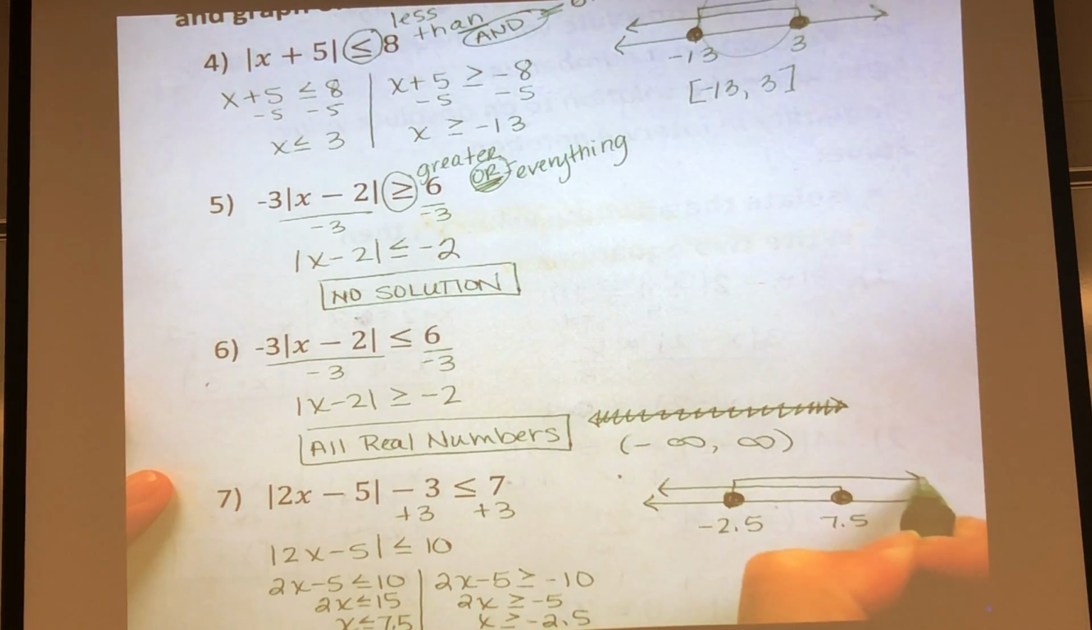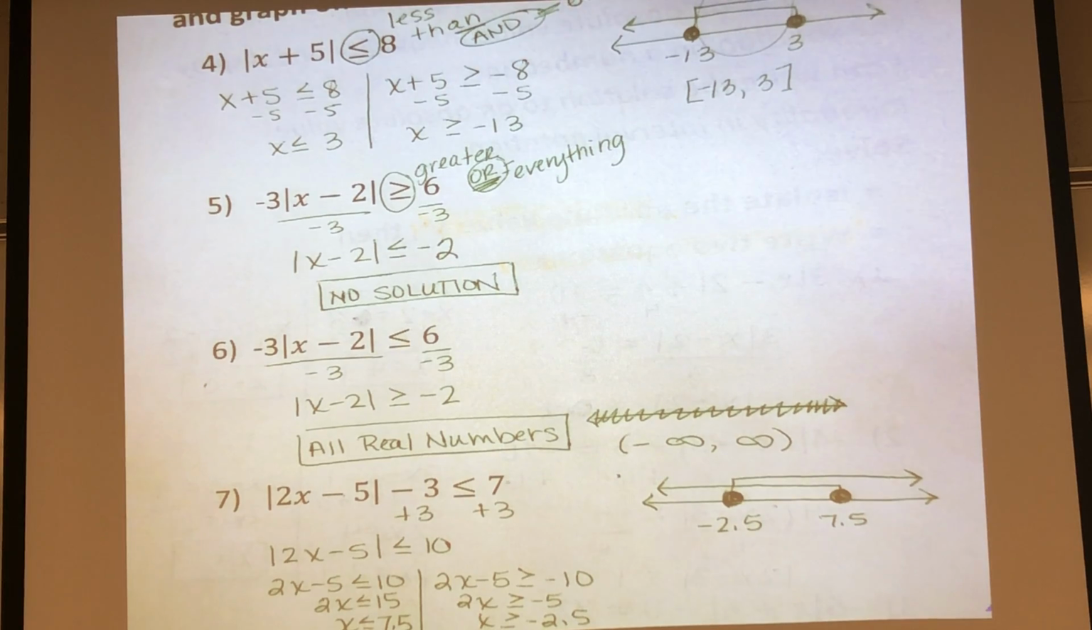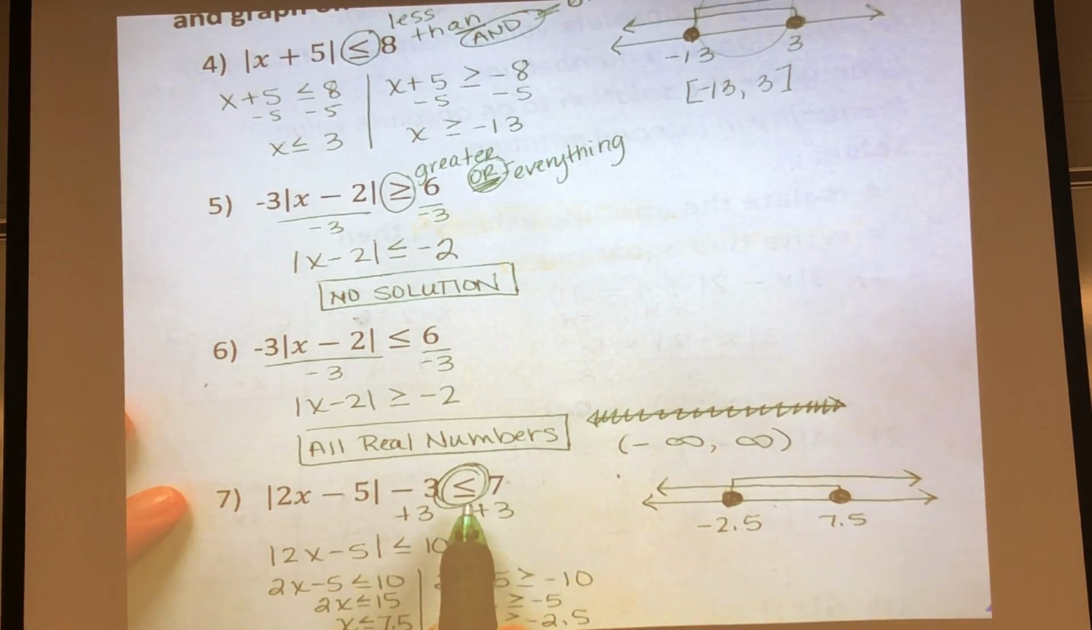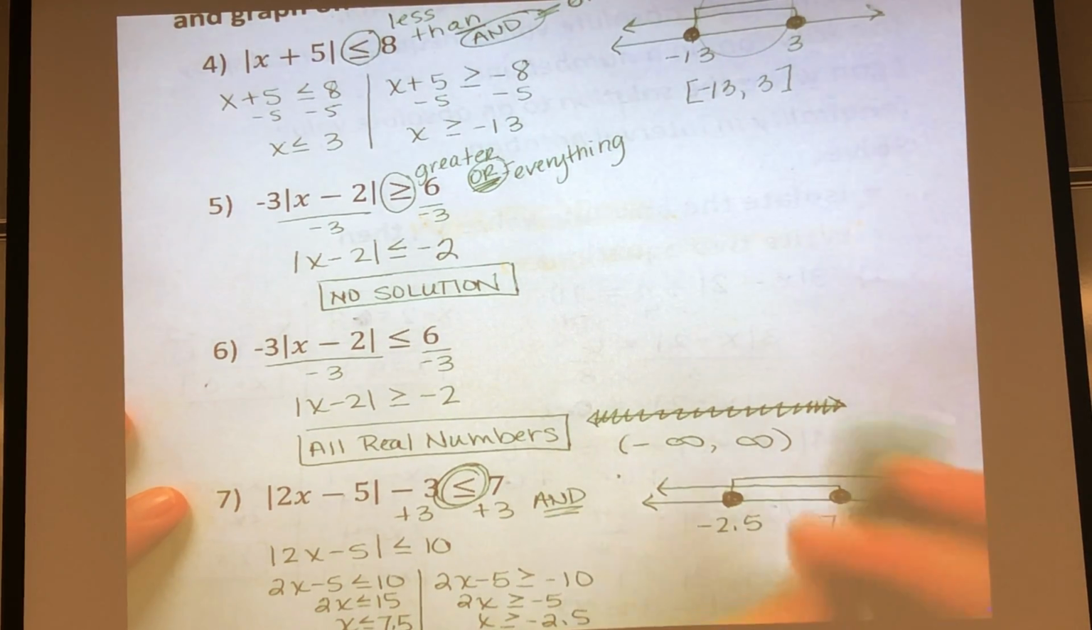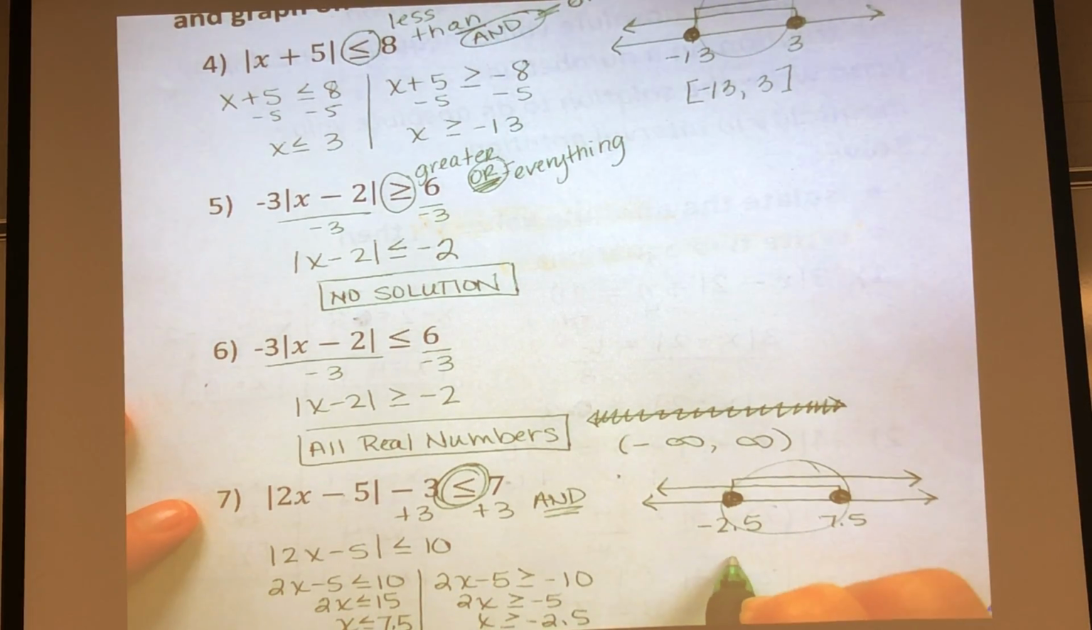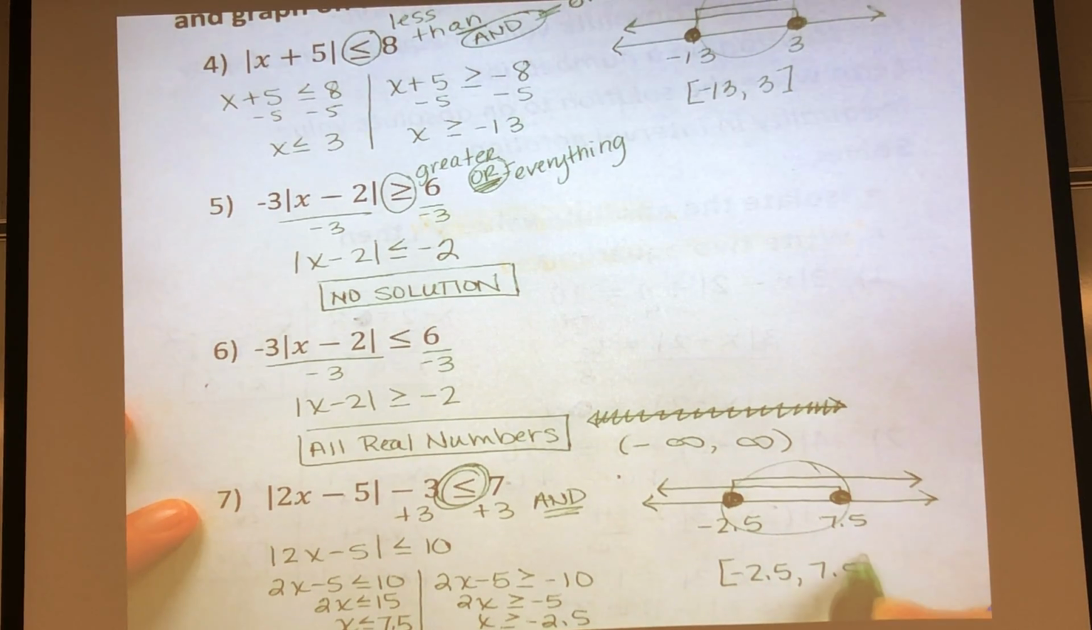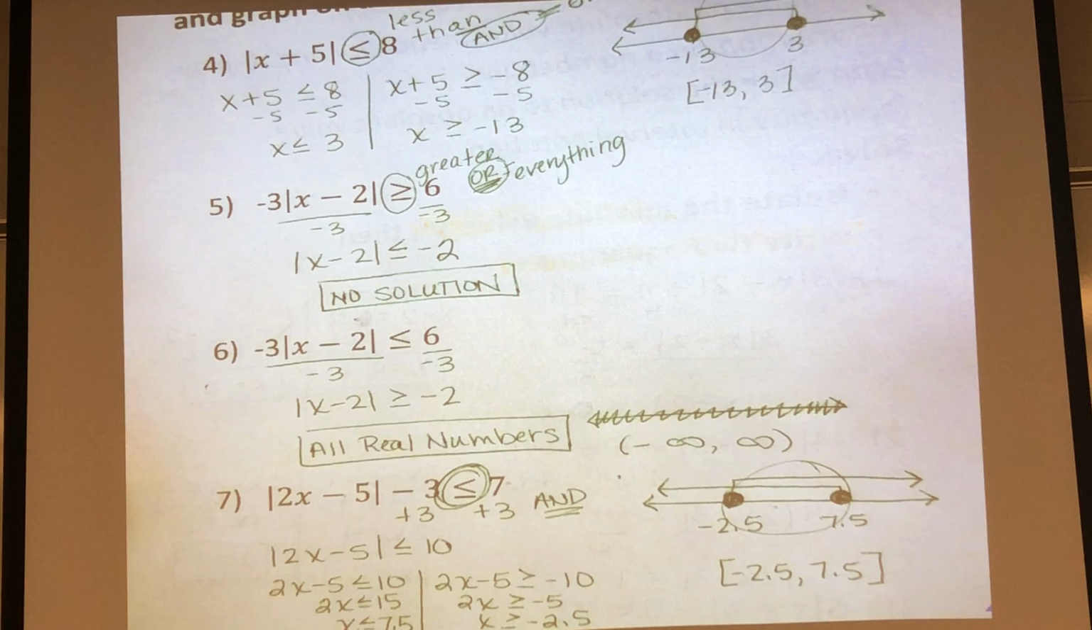So the graph looks very similar to number 4 that we did. Since our original was a less than, that means an and, so we're looking for the overlap. So that would be bracket negative 2.5, 7.5 bracket. Ta-da! And that's all for 1.3, solving with absolute value. Just remember to get the absolute value isolated first and to write two equations before you solve it.